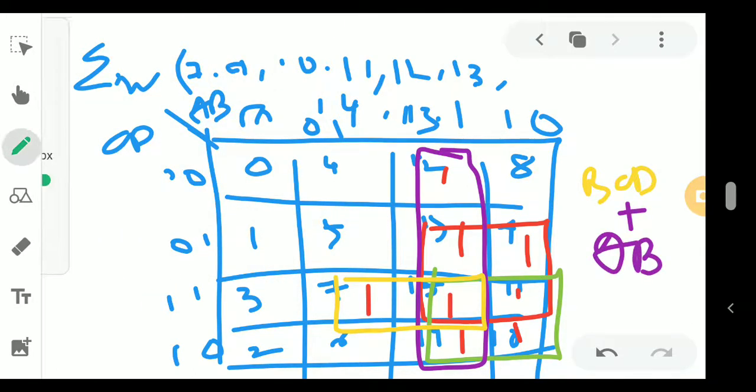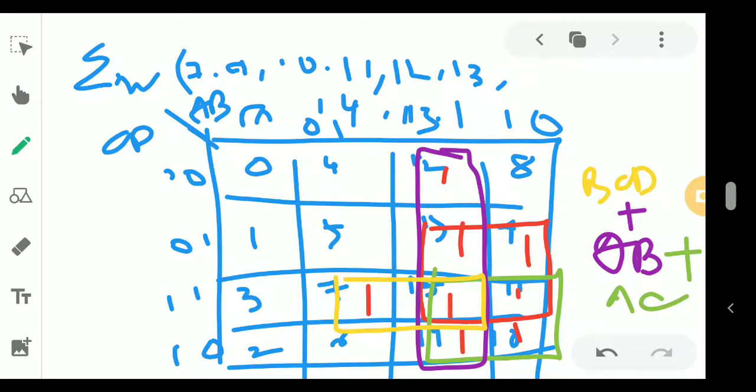Now we are considering the green one, this 1 1. In this 1 1, which value is not changed and remains constant? C value remains constant. And from here, A value is not being changed, and here C value. So the term will be AC.